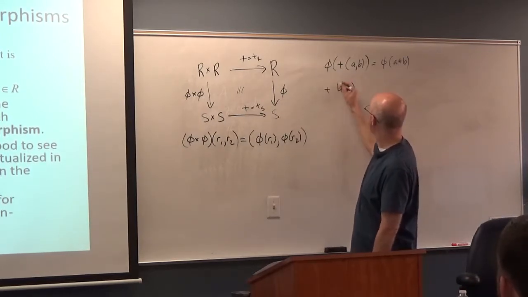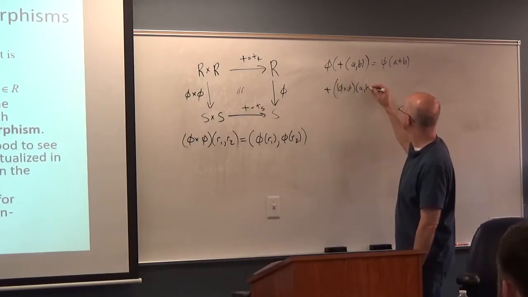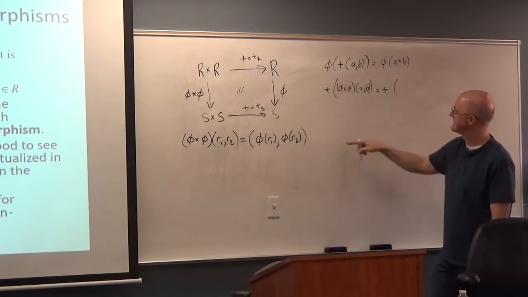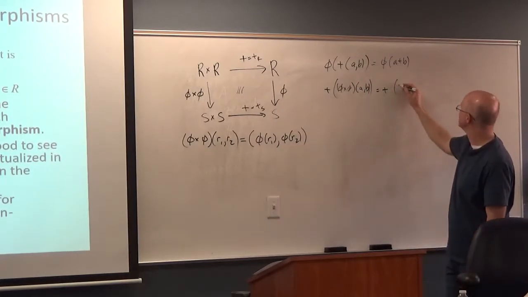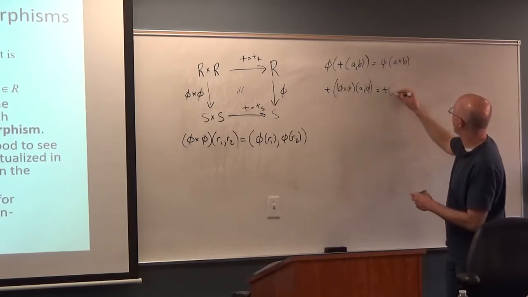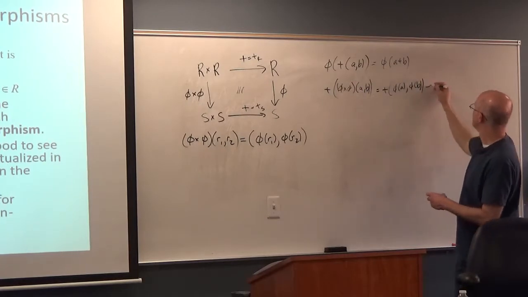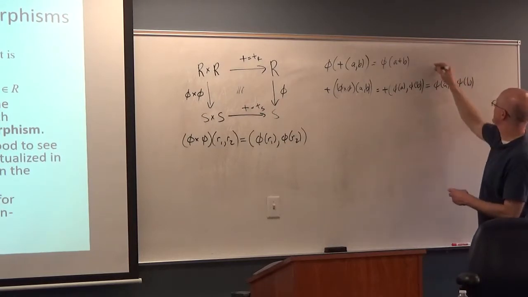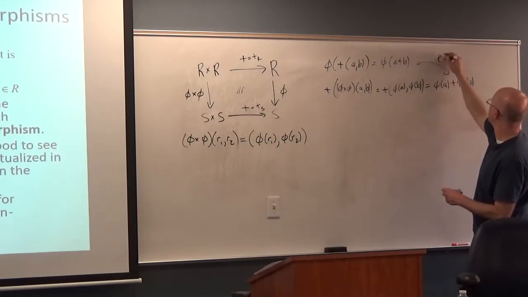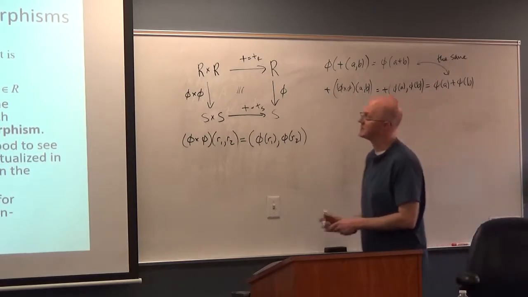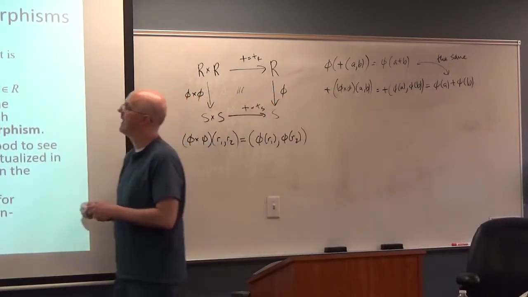and then add. But what is phi cross phi of (a, b)? It's that ordered pair. I'm going to add the elements in the ordered pair, phi of a comma phi of b. That means I add them. I write it like this. And if it's a ring homomorphism, these are the same. That's a way to visualize the operation preserving.